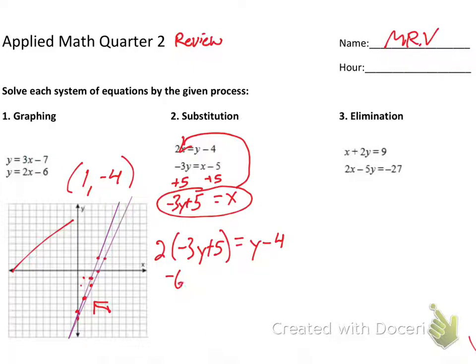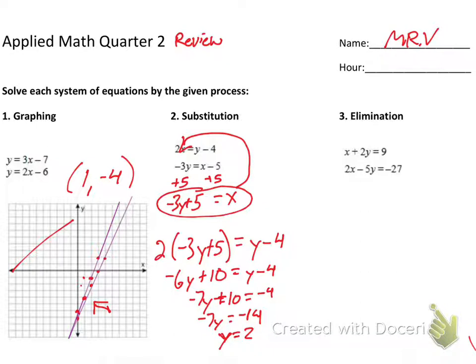So it's going to be negative 6y plus 10 is equal to y minus 4. I'm going to minus a y on each side, so negative 7y plus 10 is equal to negative 4. Minus 10 on each side, negative 7y is equal to negative 14. Divide by negative 7 on each side, and you'll get y is equal to 2.